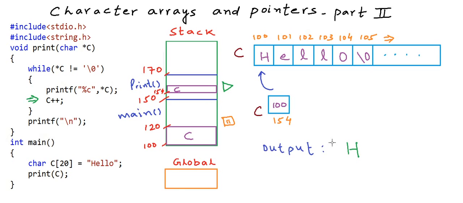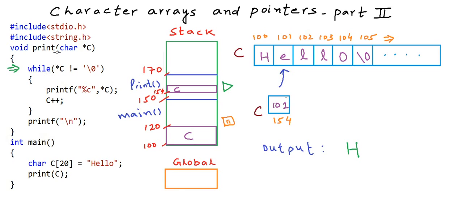If we understand pointer arithmetic from our previous lessons, incrementing a pointer by 1 unit increments the address by size of the data type that the pointer points to. C here is a pointer to character data type, and character data type is 1 byte. So C plus 1, C++ is saying C is equal to C plus 1. So C now becomes 101. So now C points to the second character in the array.